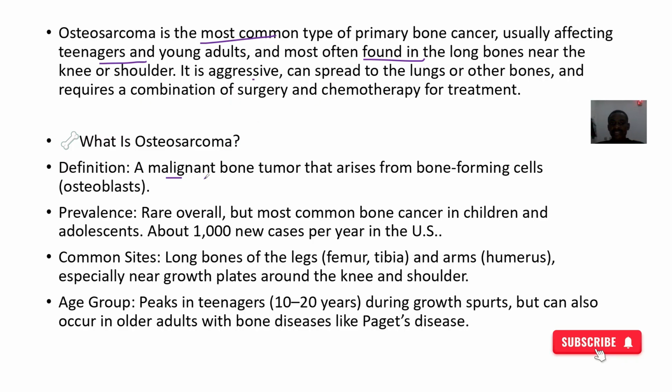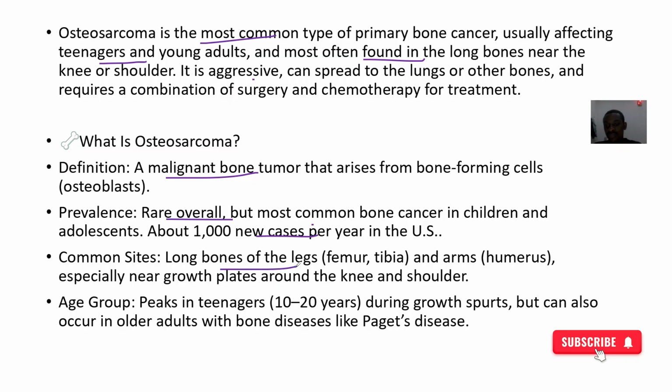The definition is a malignant bone tumor that arises from cells that form bone, that's osteoblasts and the rest of them. It's rare overall, but it's the most common bone cancer in children and adolescents. About 1,000 cases are announced, and we're talking about yearly.